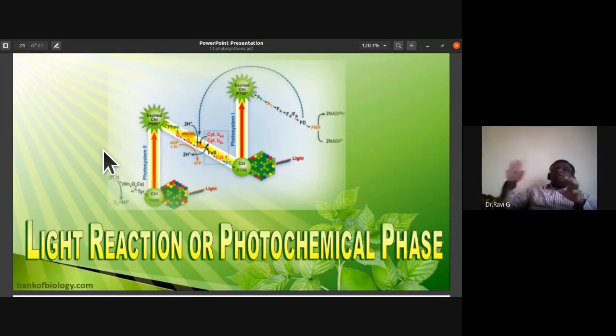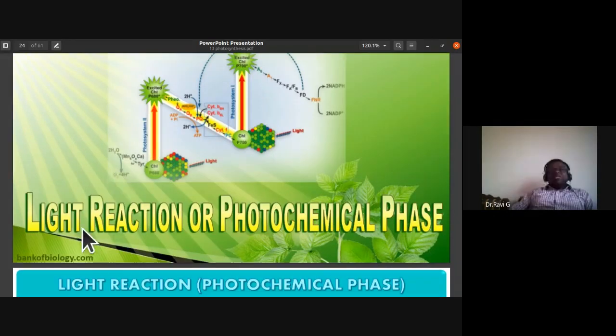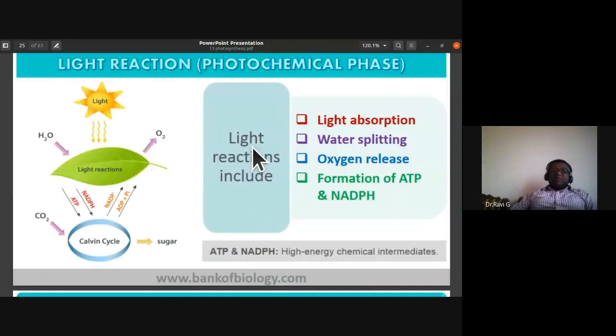Whereas in the dark reaction or Calvin cycle, there is fixation of carbon dioxide, reduction, and regeneration stages. Carbon dioxide is fixed to form glucose. These are the important steps taking place in the dark reaction or the biochemical phase. Let us study the light reaction or photochemical phase first. Light reactions include absorption of light, water splitting, oxygen release, and formation of ATP and NADPH.